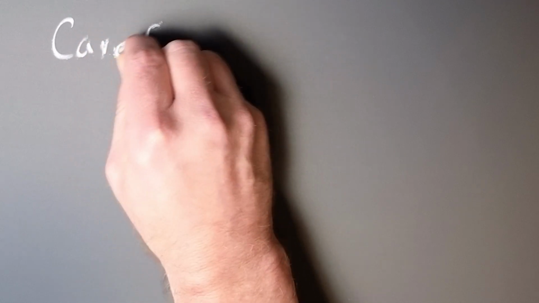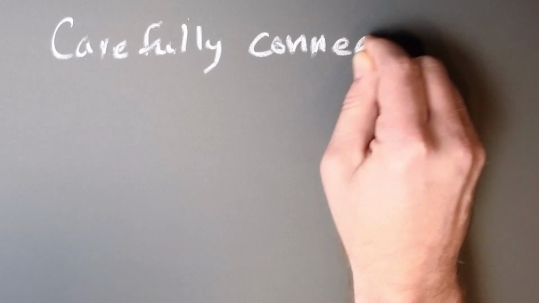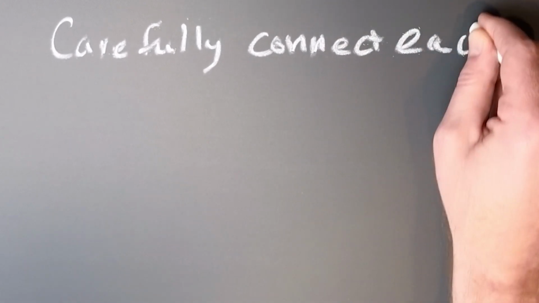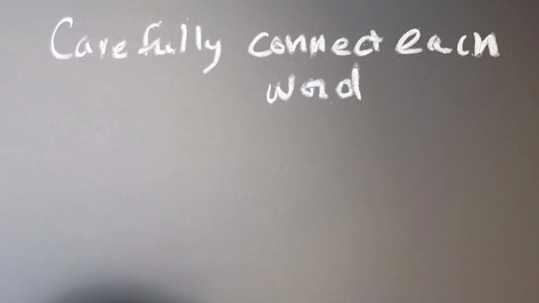That brings us to our first takeaway. Carefully connect each word. If you don't use care, you can end up fooling yourself by reviewing the wrong batch of documents. This care needs to extend to the next few steps as well. Step 3 is to broaden your search results.